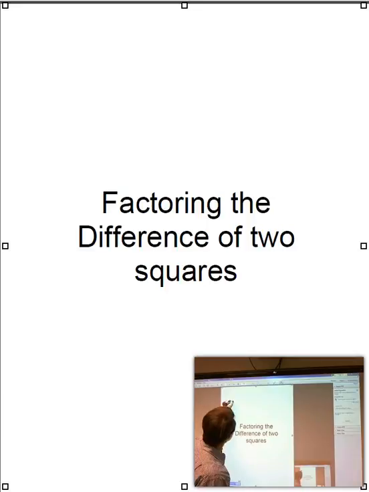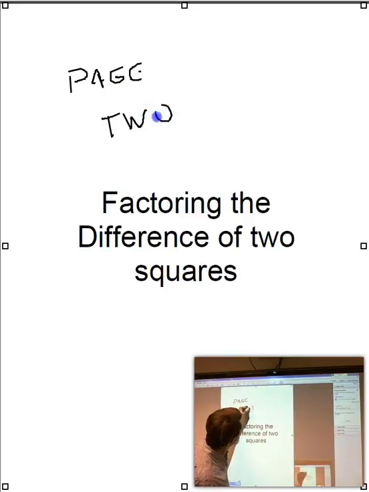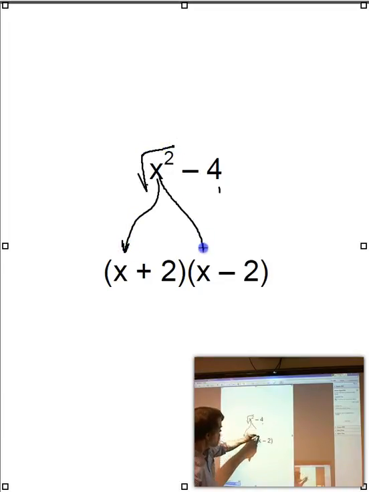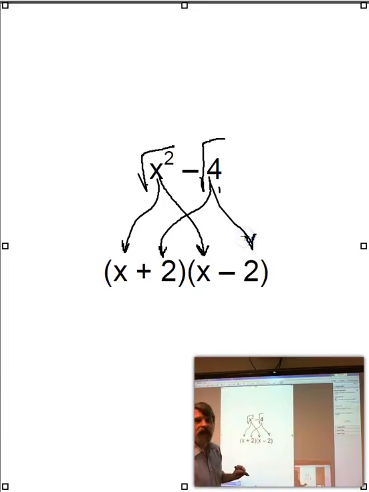Page 2. To factor a difference of squares, look at the expression. If each term in the expression is a perfect square, proceed by taking the square root of the first term. That becomes the first term of each of the factors. Take the square root of the second term. That becomes the second term of each of the factors.